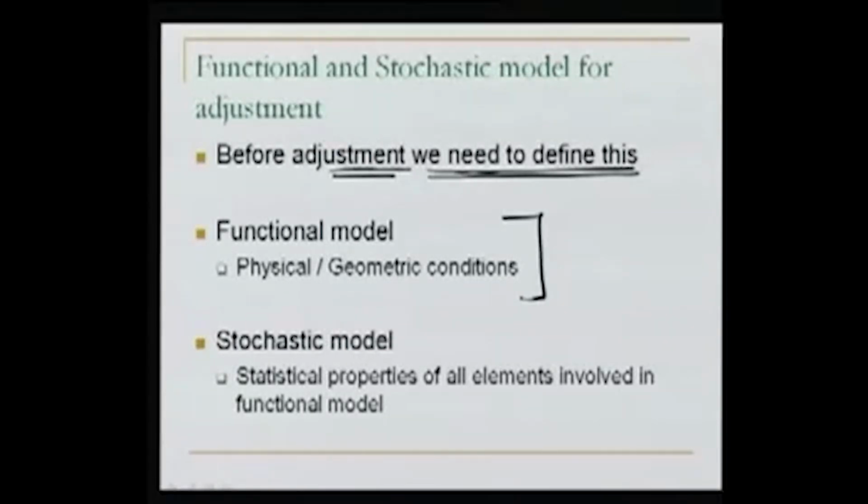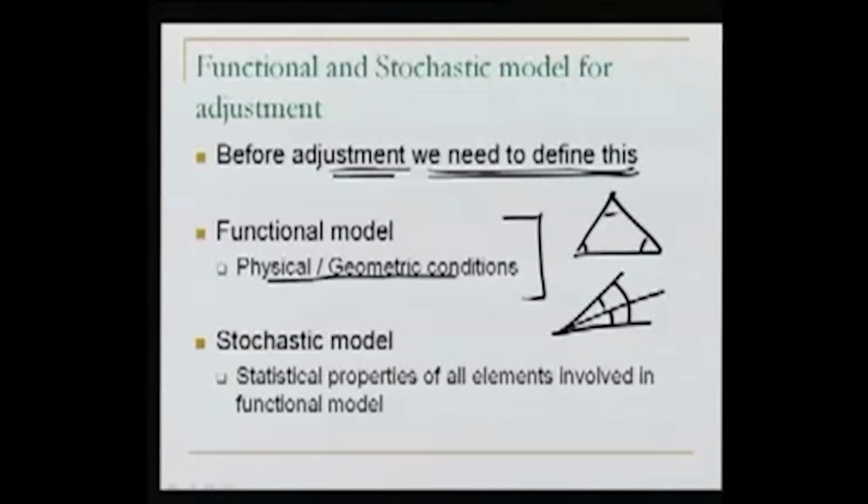The functional model is, as we have seen earlier also, sigma theta is 180. It's a functional model. Similarly, alpha 1 plus alpha 2 is equal to alpha 3, whether by the geometric condition or the observation condition. As we have seen previously also, these are the functional models which arise because of physical or geometric conditions.